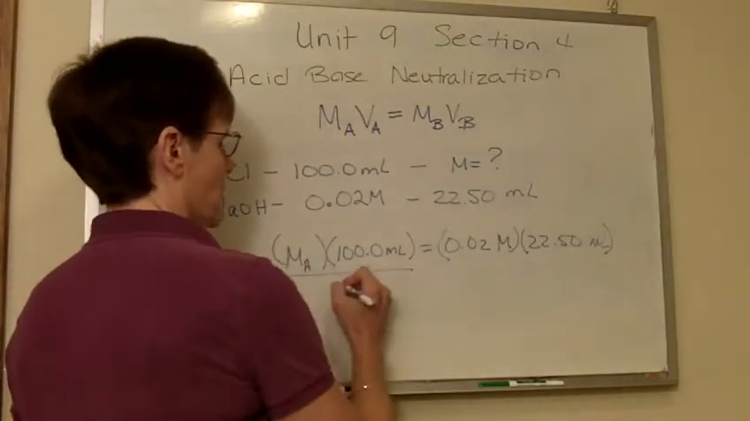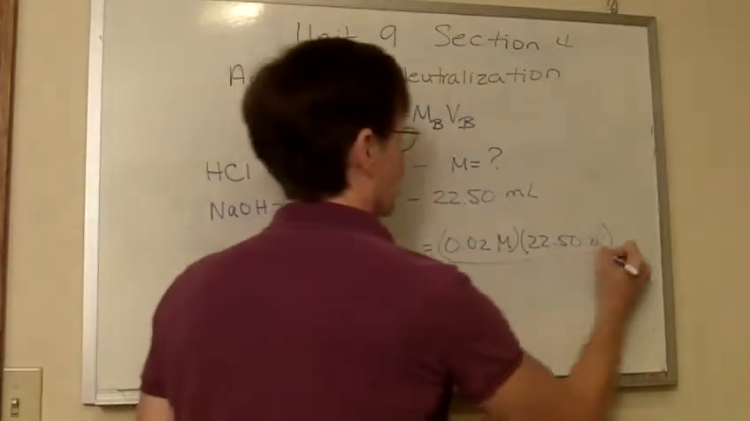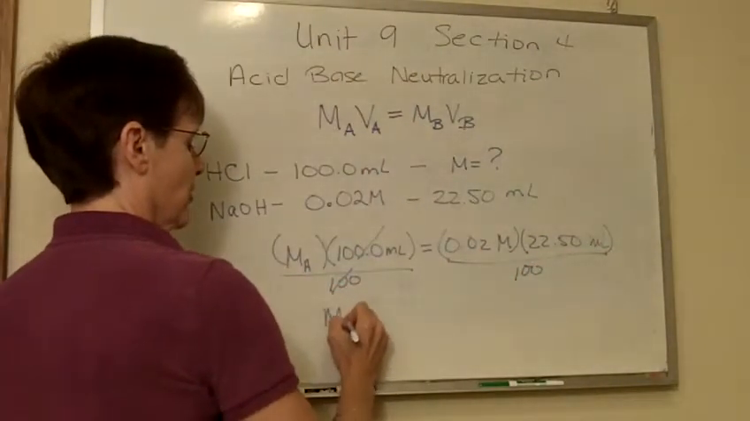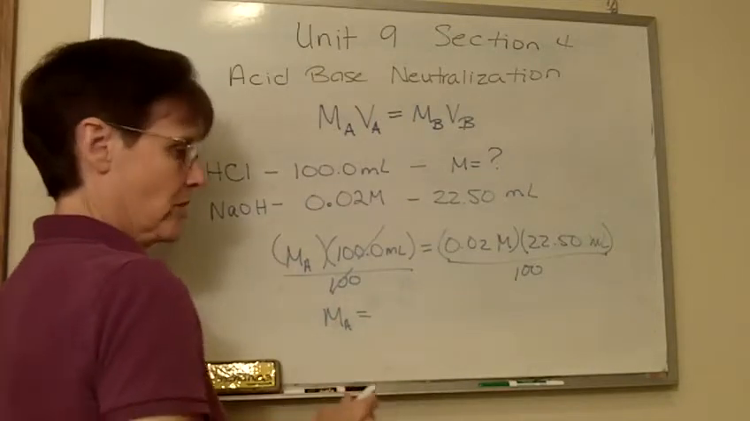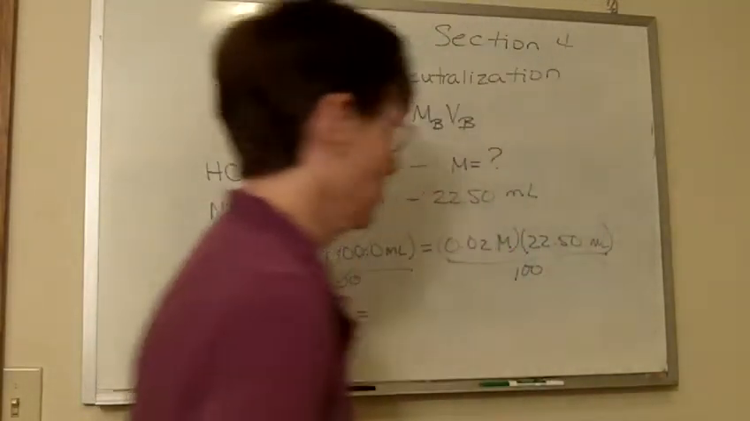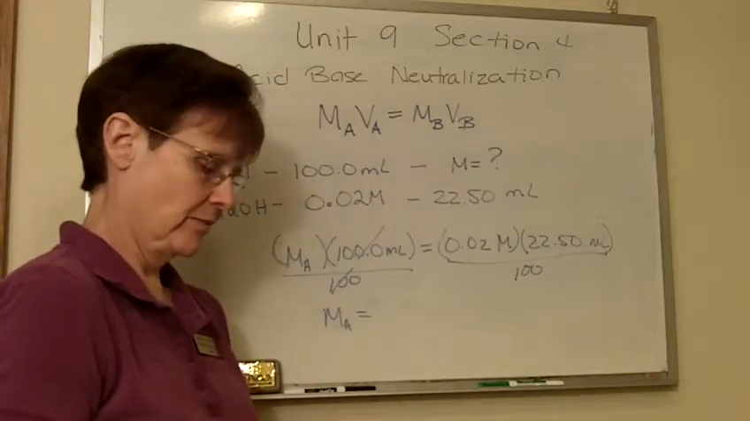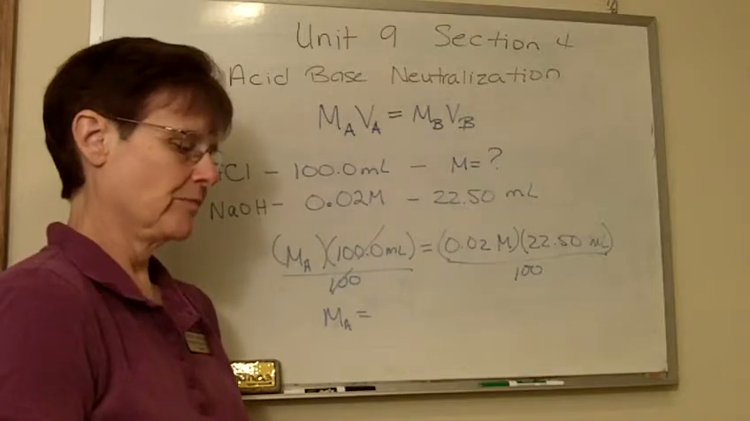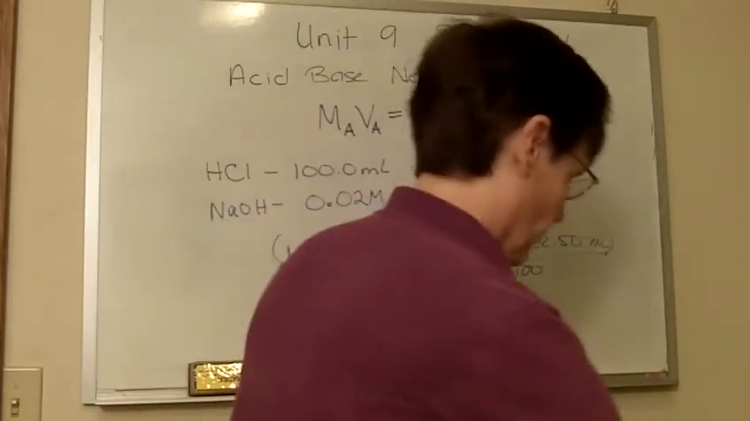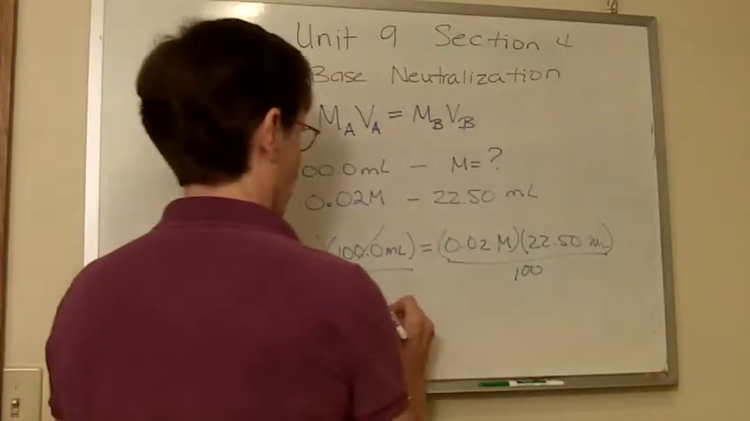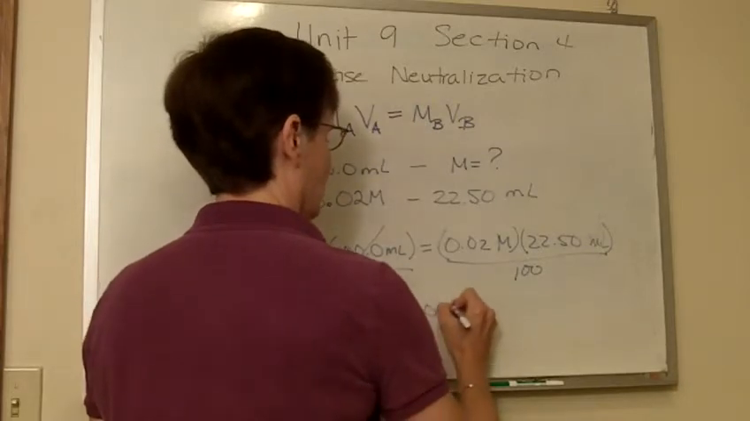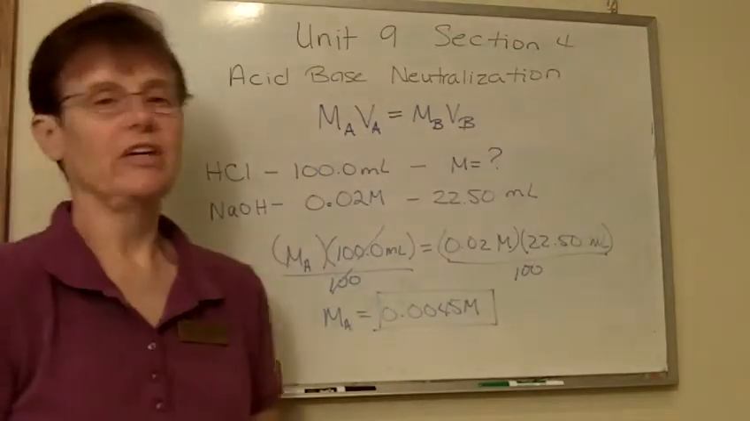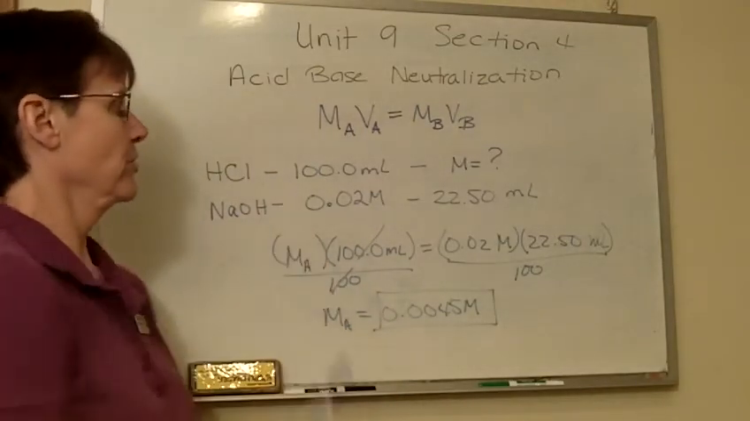So we're going to divide both sides by our 100 milliliters. That cancels. So the molarity of the acid then is going to be equal to 0.02 times 22.5, and then divide that by 100, and that gives us 0.0045 molar. So that, as it turns out, is the molarity of the acid that we started with up here.